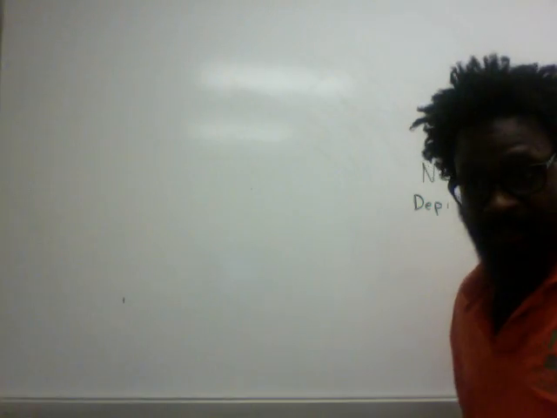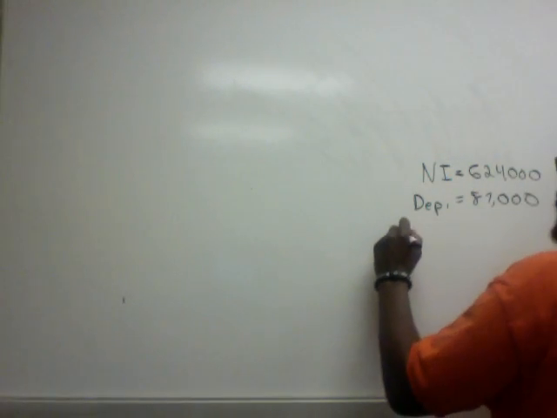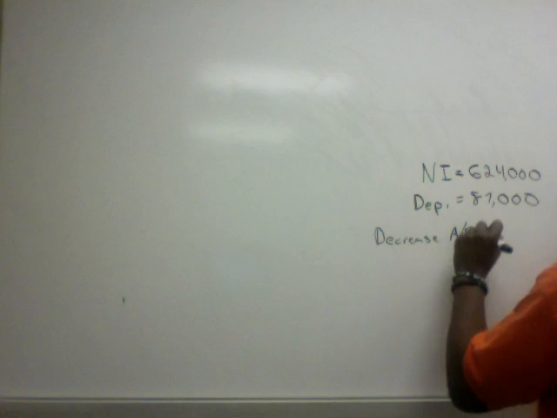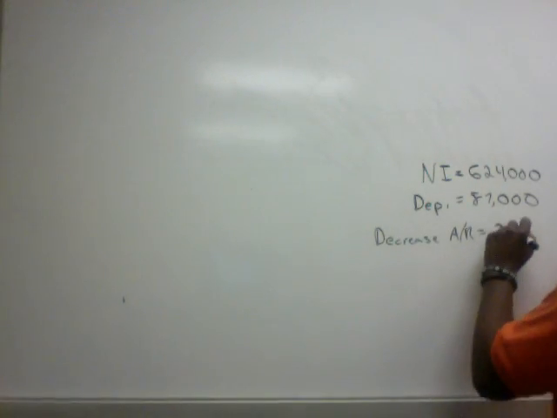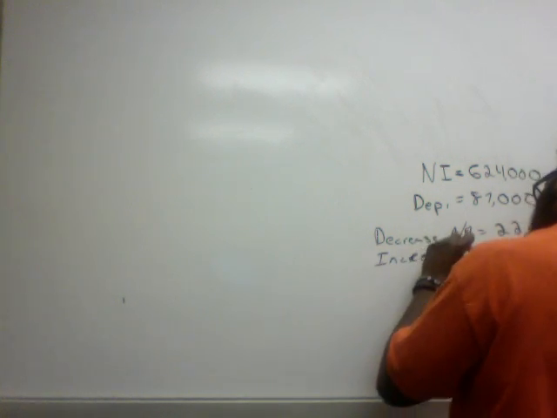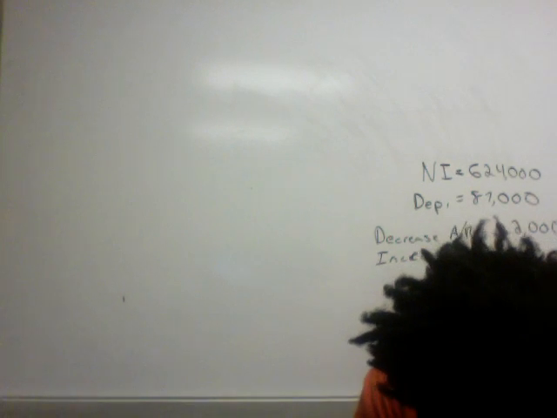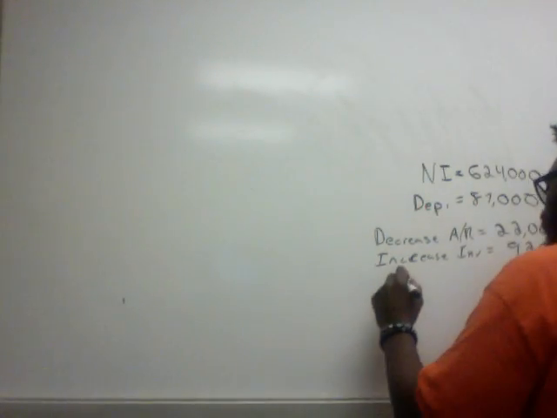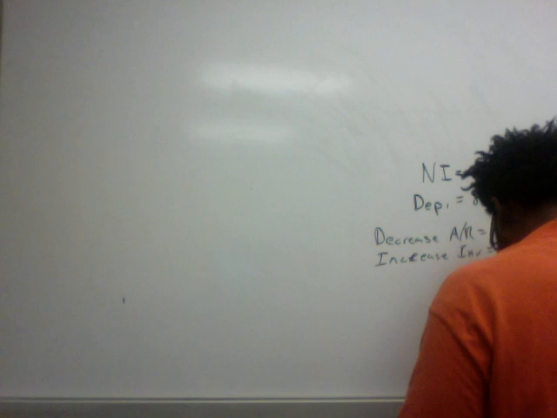Then it tells us the following information describes the changes in current assets and liabilities other than cash. We have a decrease in accounts receivable of $22,000. We also have an increase in inventories of $9,200. We also have an increase in prepaid expenses.